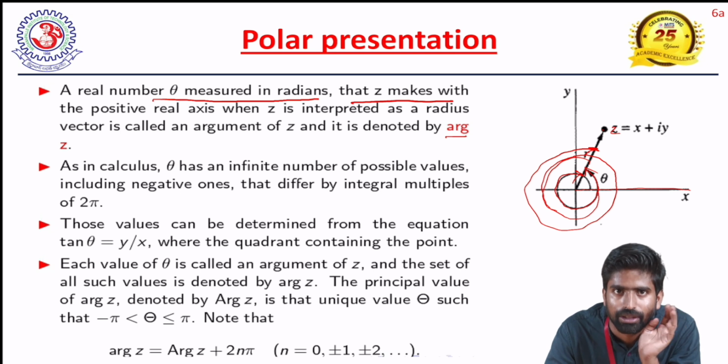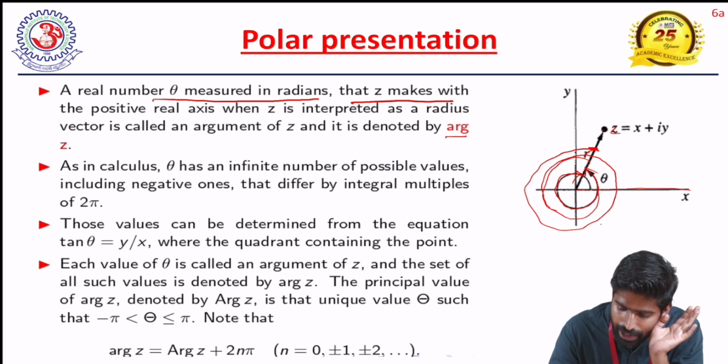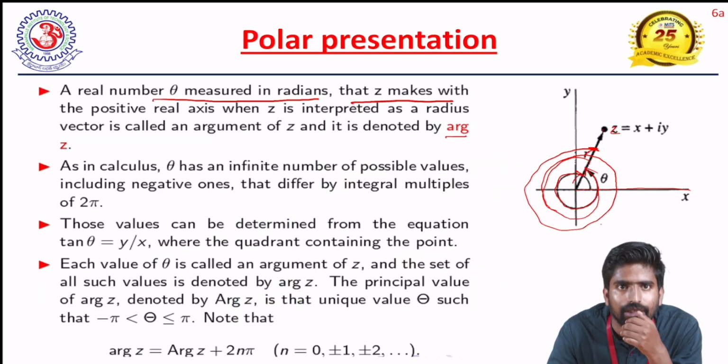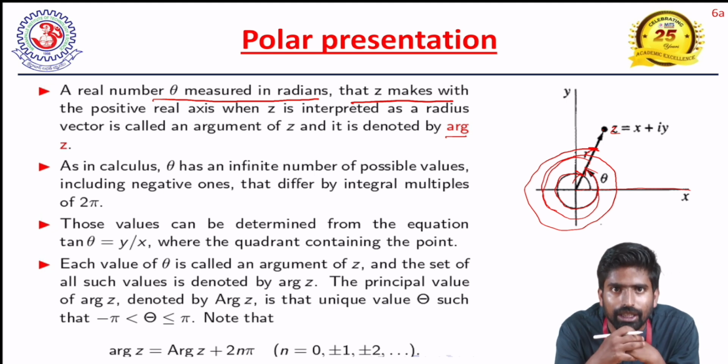For a given complex number, theta can have infinitely many possible values, both negative as well as positive, differing by integral multiples of 2 pi. Why 2 pi? Because if you measure the complete angle of a full circle, it equals 2 pi. The third point is that those values can be determined from the equation tan theta equals y by x, where the quadrant containing the point will help you find the argument of a complex number.